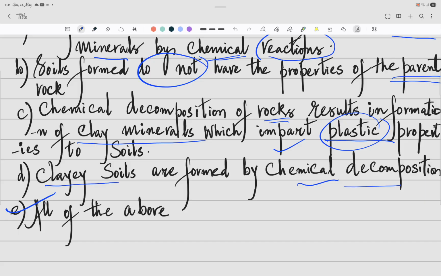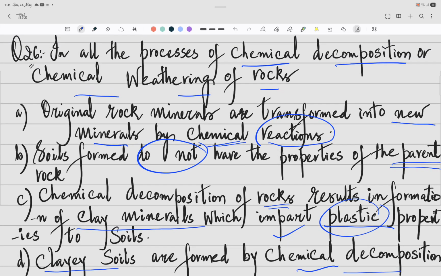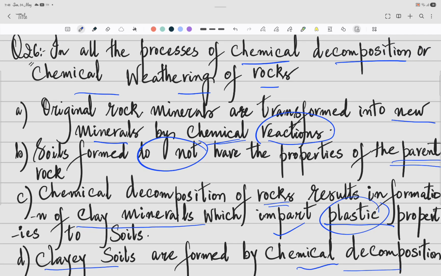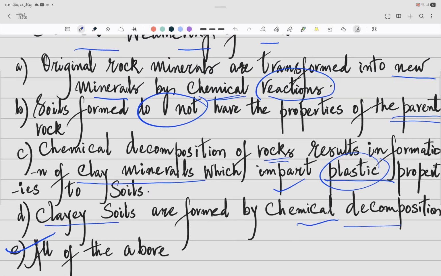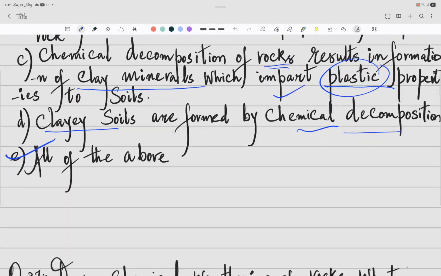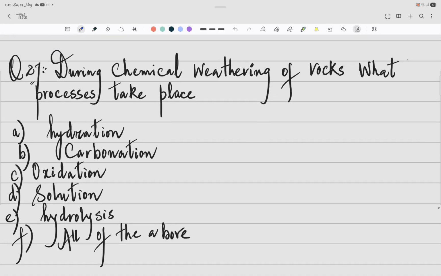And as we already learned before, the coarse grained soils such as gravel and sand are produced by the physical disintegration or the mechanical weathering of the rocks. All right, so the correct answer is all of the above. So this was something about the chemical weathering or the chemical decomposition of rocks and the formation of clay soils thereof. All right, question number 27.